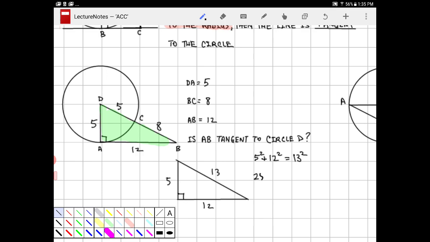This is going to be 25 plus 144 is equal to 169. And as it turns out, it does equal. Both of these equal 169. This is how we can show that AB is in fact perpendicular to AD. So yes, tangent.